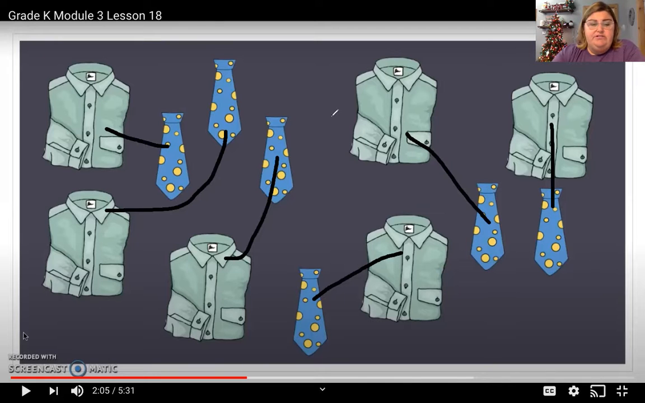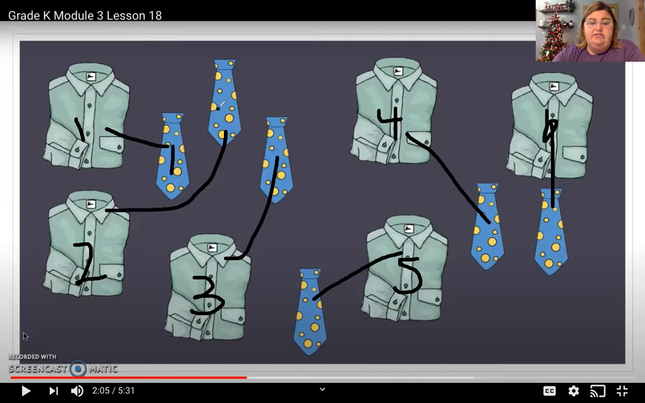Let's count now just to make sure. We have 1, 2, 3, 4, 5, 6 shirts.